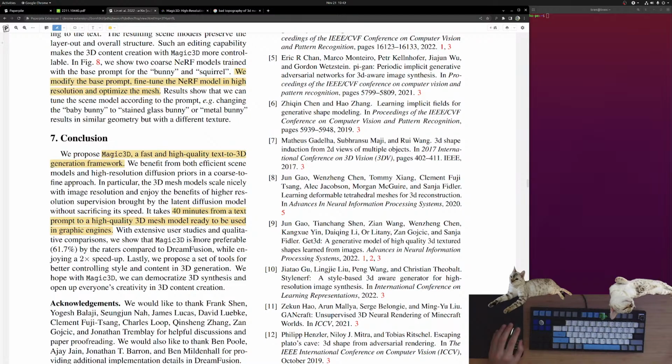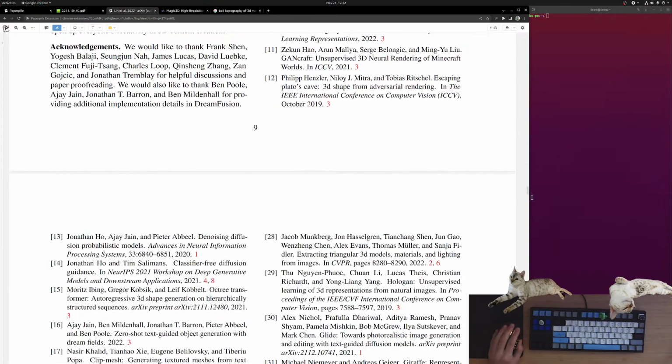More preferable by people. They propose a set of tools, but they don't actually release them. And nothing says we can democratize 3D synthesis like not releasing this. I really wish they would have had a GitHub.